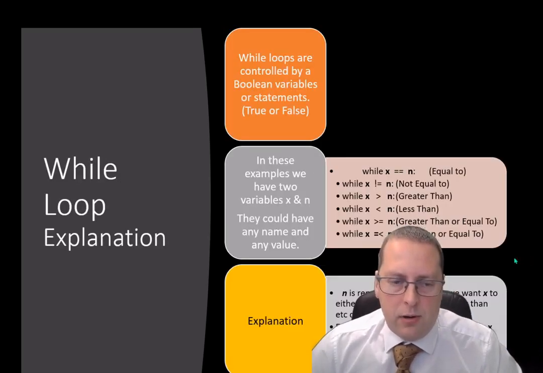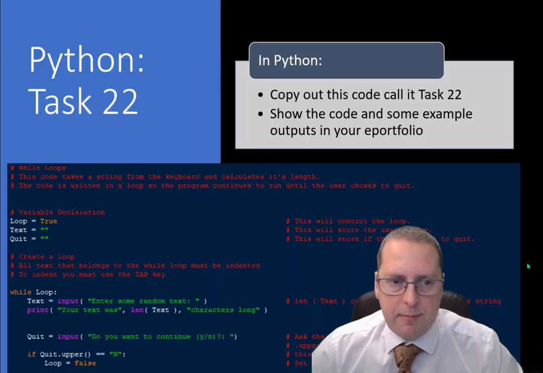So with our conditions, we can have examples here. While x is not equal to n, or while our value is greater than another value, or while our value is less than another value, or while our value is greater or equal to another value, or while our value is equal and less than another number. So these are the different conditions we can have.